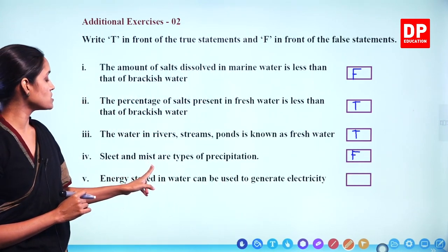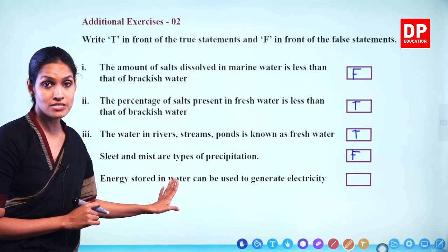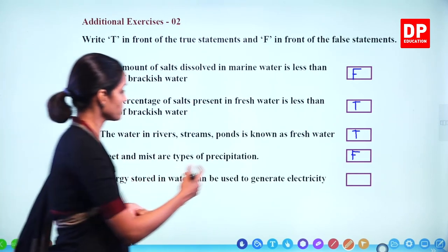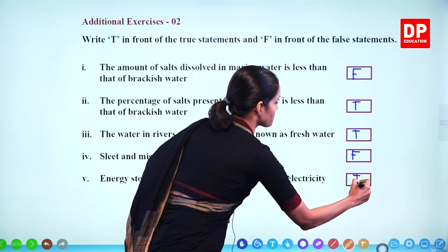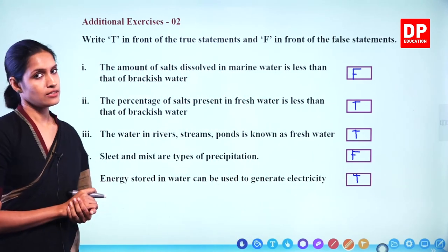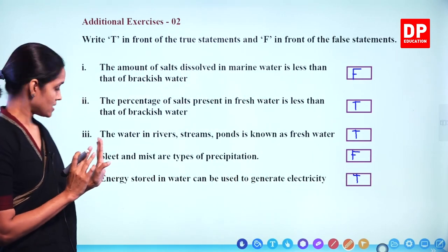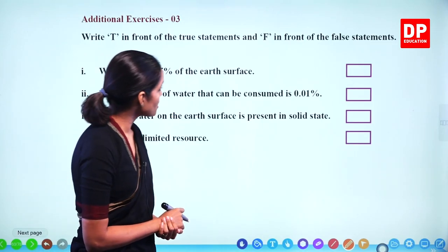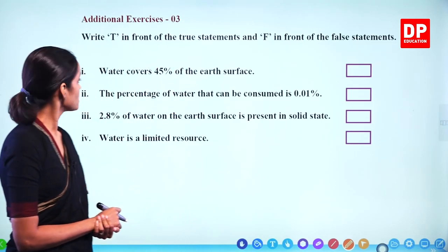Energy stored in water can be used to generate electricity. Correct. To produce hydropower, we use water. That is true. You understood this, right? We'll move to the next one. Next exercise. Again, write T in front of the true statements and F in front of the false statements.